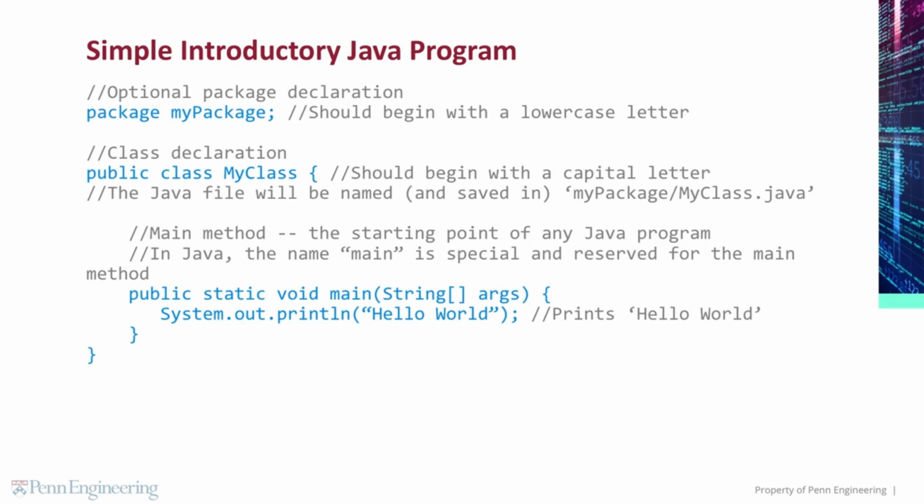Then we have the class declaration. It should begin with a capital letter and also use camel case. The Java file will be named and saved in mypackage/myclass.java. Inside of the class definition, we have the main method, the starting point of any Java program. In Java, the name main is special and reserved for the main method. Like in Python, the main method in Java serves as the entry point to your program.